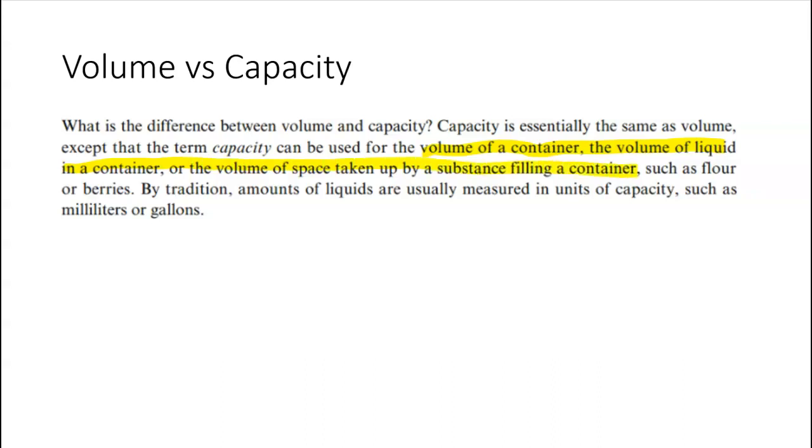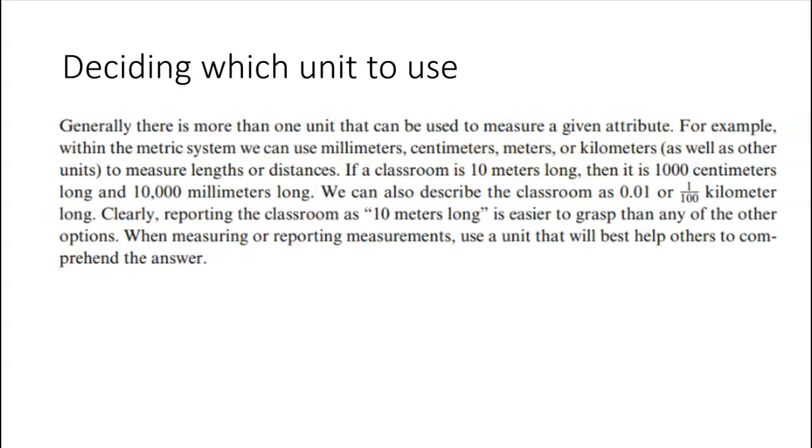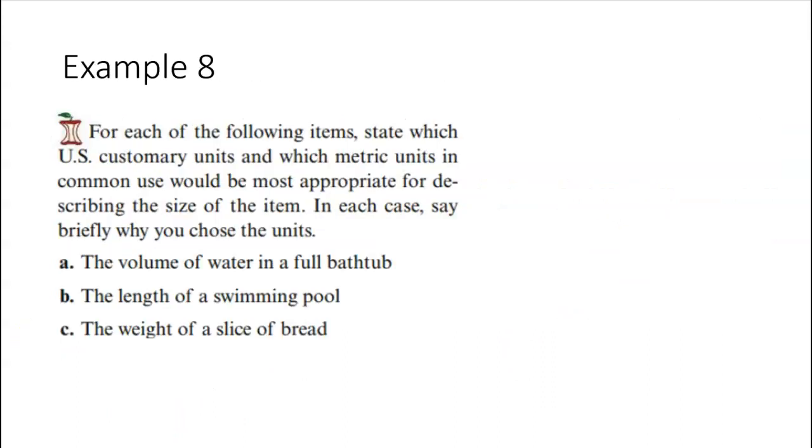So amounts of liquid are usually measured in units of capacity rather than volume. So deciding which unit to use can be tricky. So generally there is more than one unit that could be used. So in the metric system, we could use millimeters, centimeters, meters, kilometers to measure lengths or different distances. But if a classroom is 10 meters long, then yeah, if it's 10 meters, it's also 1,000 centimeters and 10,000 millimeters. But we're not going to say, 10,000 millimeters. That just doesn't make sense. We would say 10 meters long. You know, so yes, you can use lots of different units, but there are some like best units to use.